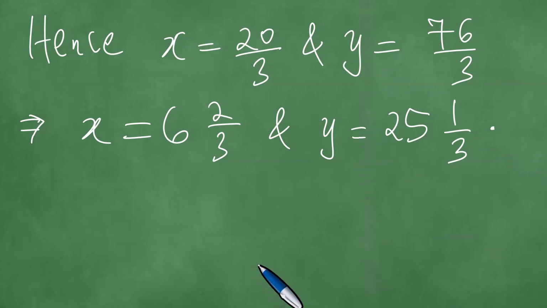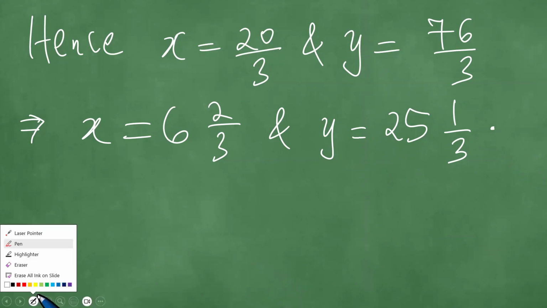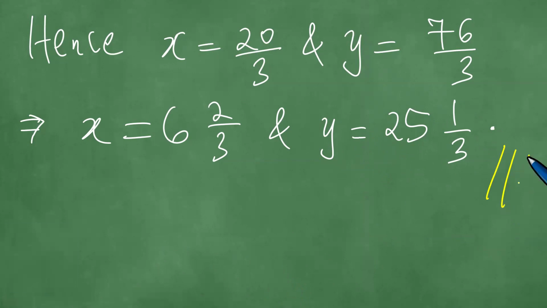At this point, we make sure that we understand that these are the two numbers, because we have to answer the question and find the two numbers. The first number is 20 out of 3, or when you divide 20 by 3, 3 goes 6 times into 18, remainder 2 out of 3. And 3 divides 75, 25 times, remainder 1 out of 3. So y is 76 out of 3, or 25 1/3.